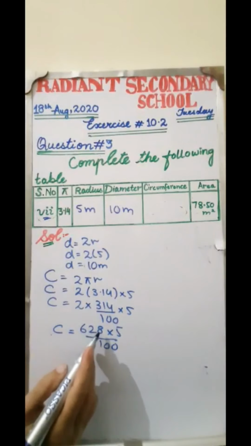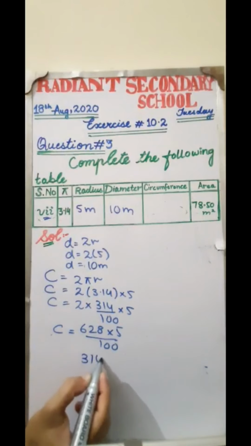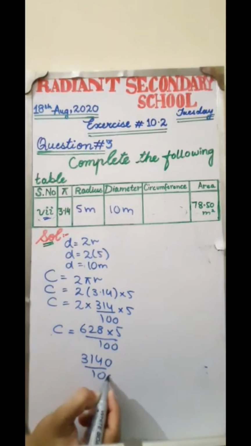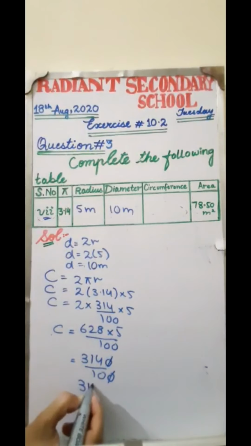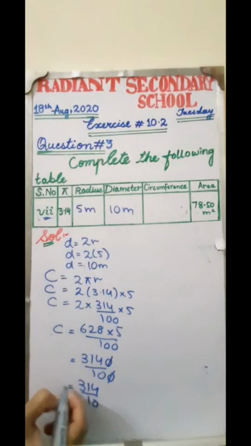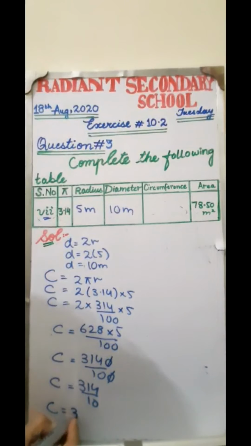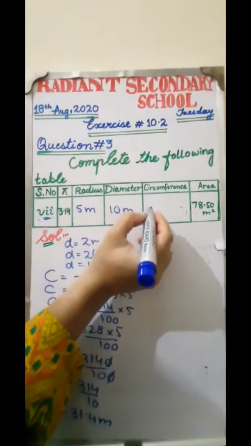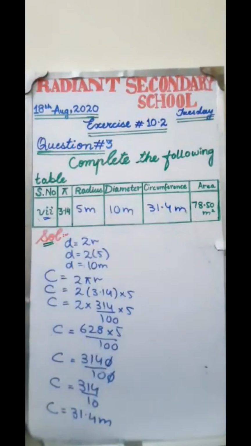Now 628 multiply by 5, answer will become 3140 over 100. Okay, now this 0 will be cut with this one. 314 by 10 is remaining. Okay, now when we will divide 314 with 10, answer will become 31.4 meter. Okay, that is our circumference. So you have to write 31.4 meter.